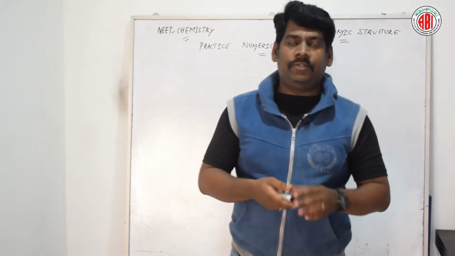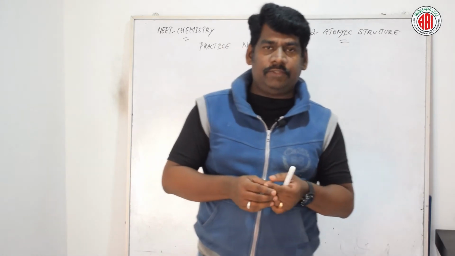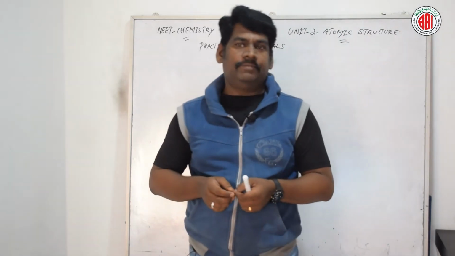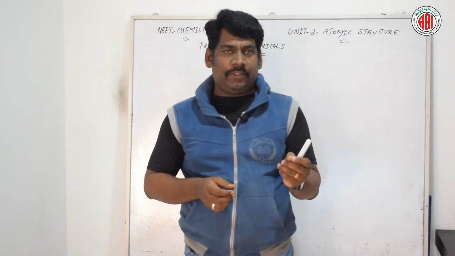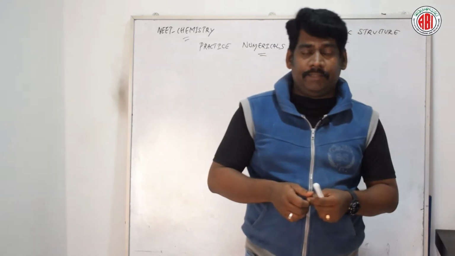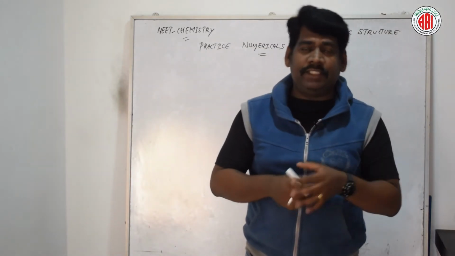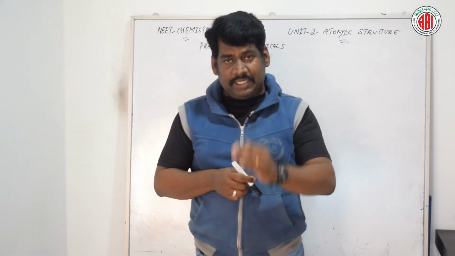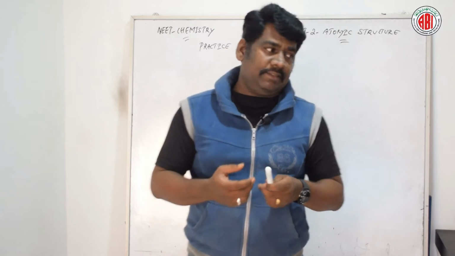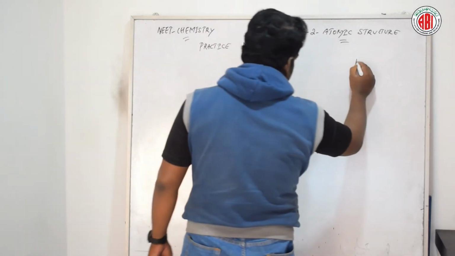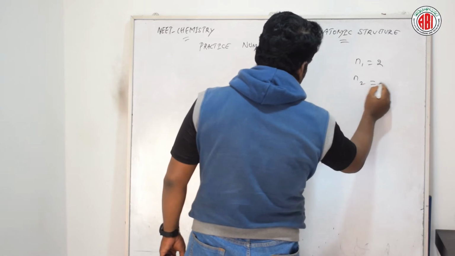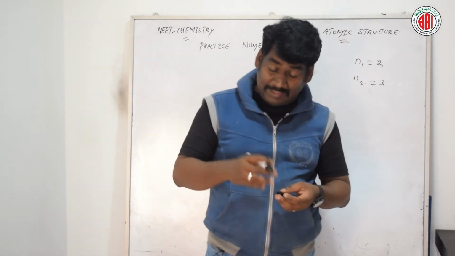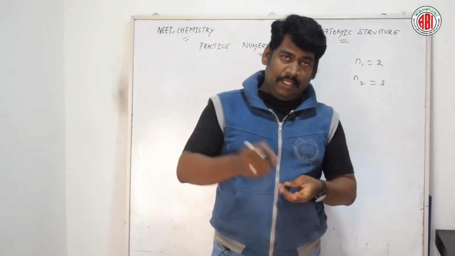Before doing this problem, first let us know about the Balmer series. In the Balmer series, the spectral lines can be observed in the visible region, and the line of the lowest energy in the Balmer series is observed when the transition occurs from the third orbit to the second orbit. So here we should consider n1 equal to 2 and n2 equal to 3, third orbit to second orbit. That is the lowest energy line that can be observed in the Balmer series.